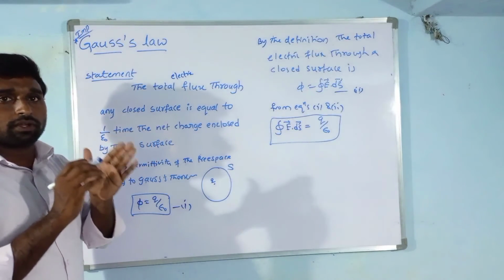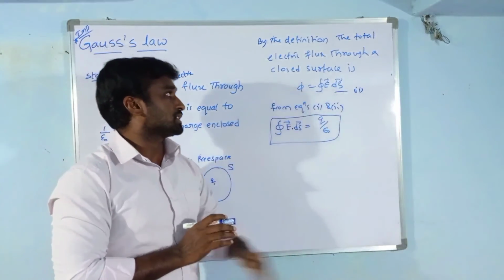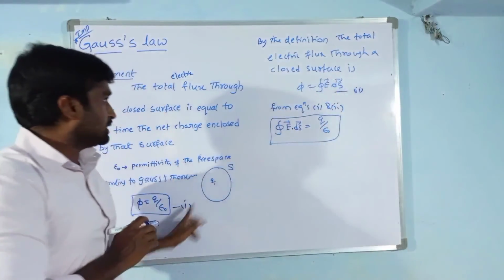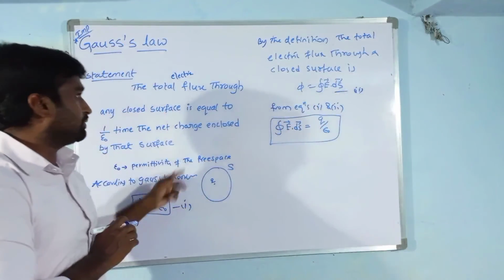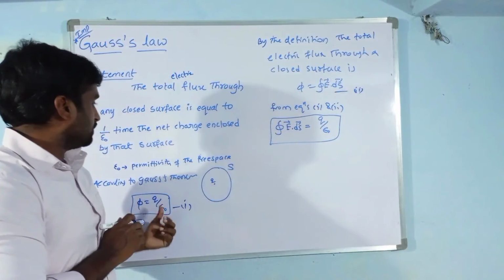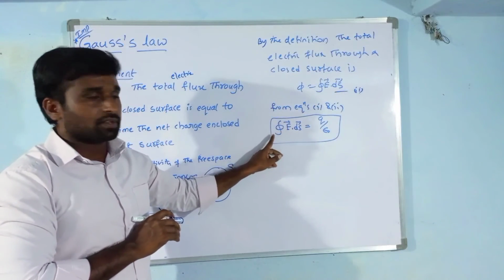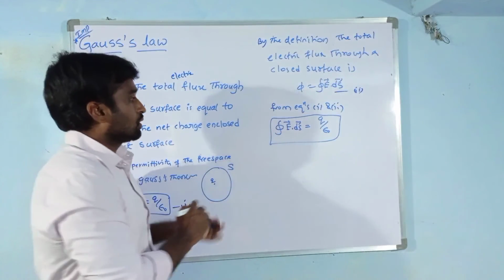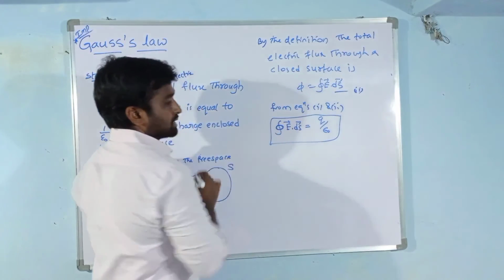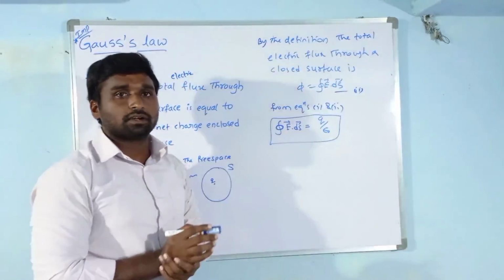The total flux linked with any closed surface is phi is equal to the surface integral of E dot dS. When we compare these two equations, the LHS is the same, so we can equate the RHS. This circle represents the closed surface integral: closed surface integral of E dot dS is equal to Q upon epsilon naught.